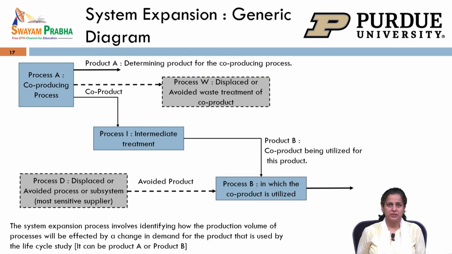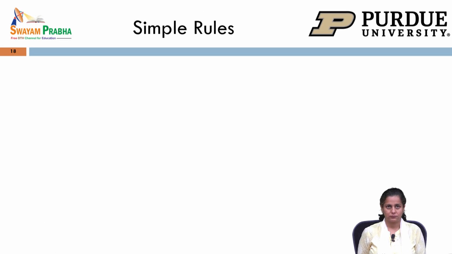So, we will go through some simple rules for system expansion and then we will see an example for system expansion in case of cogeneration of electricity, so that you understand how we are accounting for avoiding allocation in the case of joint production. This is a really complex process because there are a lot of cascading effects, but simple examples will help you understand the rules when you encounter such a process in your LCA system boundary. So, let us look at the simple rules.